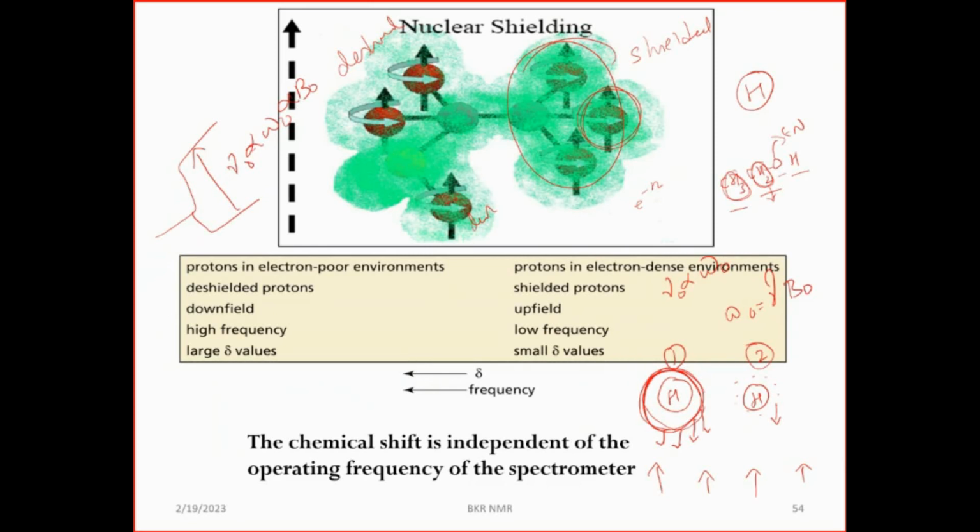The electrons will create a secondary field which opposes the external magnetic field. So electrons have charge, they have a magnetic moment. A spinning charged particle will generate a magnetic moment. So every electron generates a magnetic moment. That magnetic moment opposes the external field.